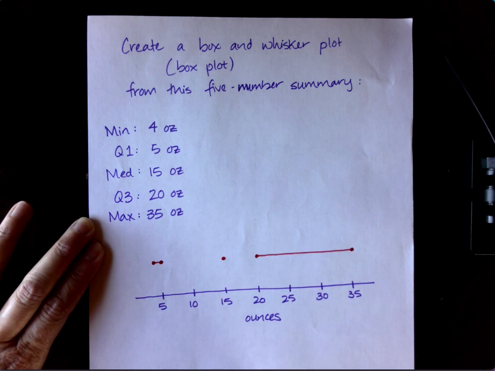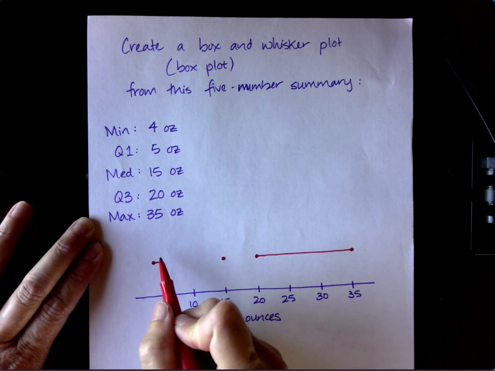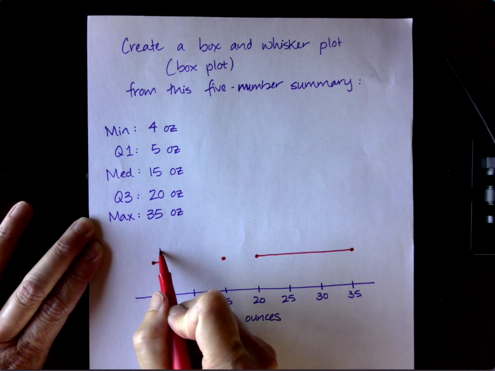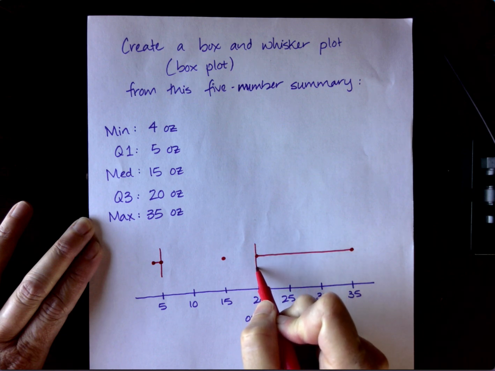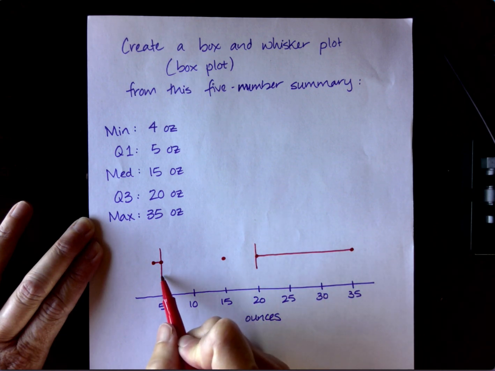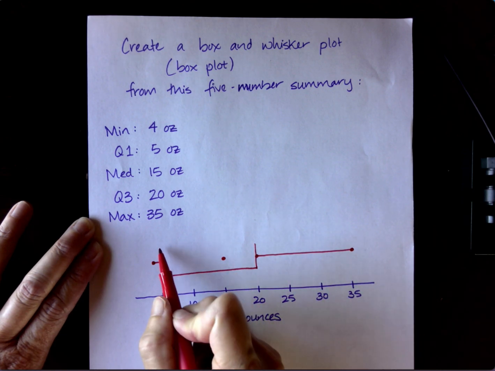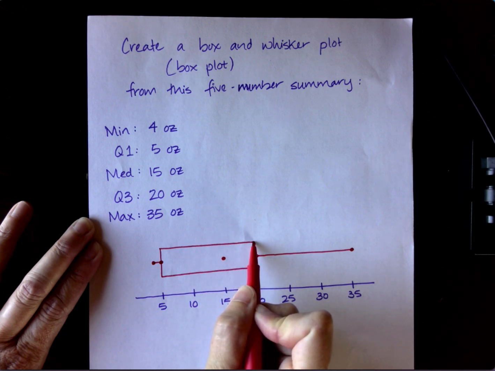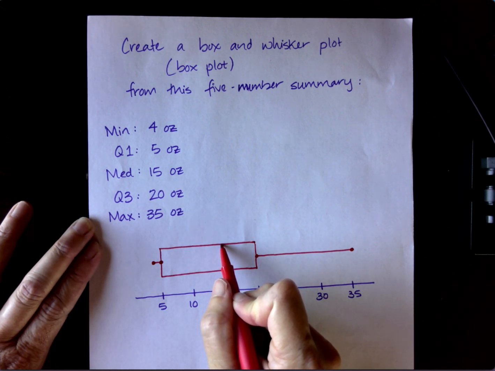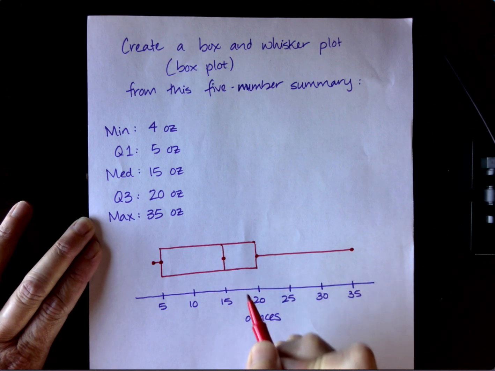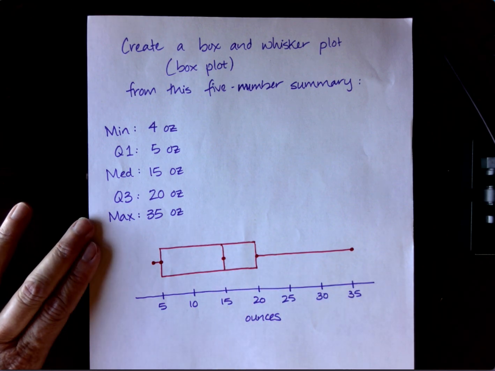And then the box component will be in the center. I usually make a rectangle from Q1 to Q3 and fill that in. And then that rectangle is split at the median. So I make a vertical split right there on the dot for the median.